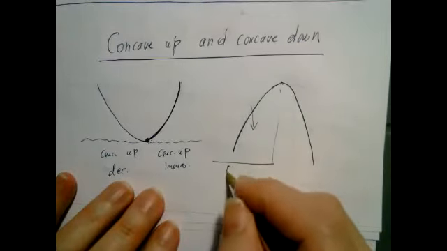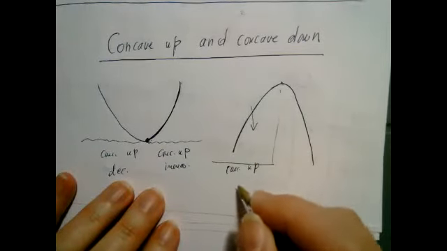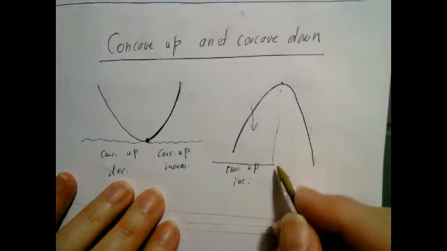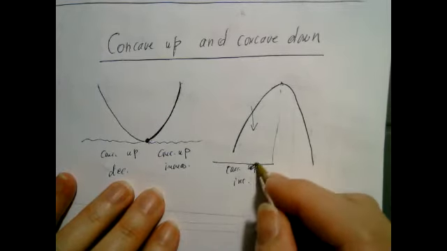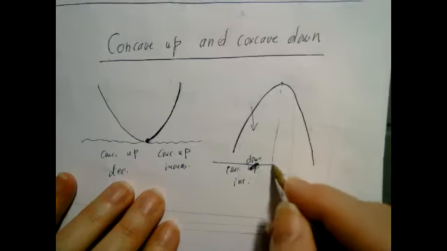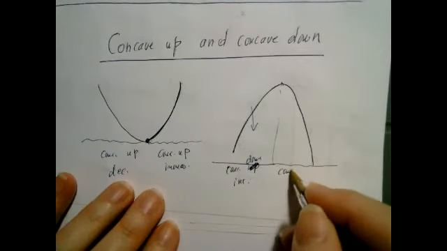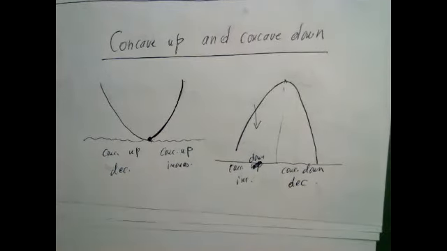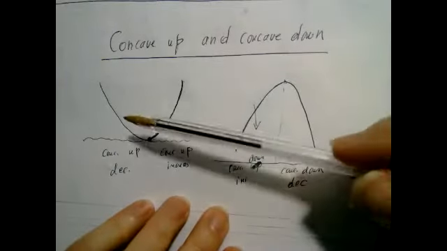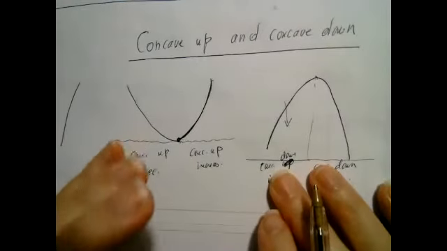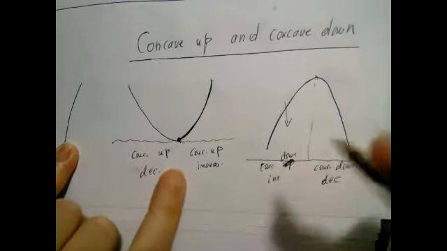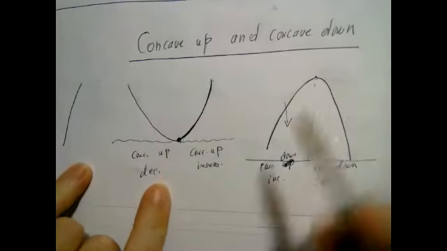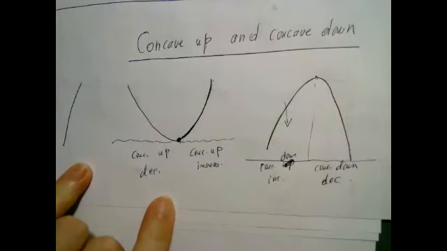Up to here it's concave down, increasing, and from here to here it is concave down, but definitely decreasing. That's how the graph of a function looks. Any graph is just a combination of up, down, or a straight line. Either it's a straight line, or it is a combination of those pictures.